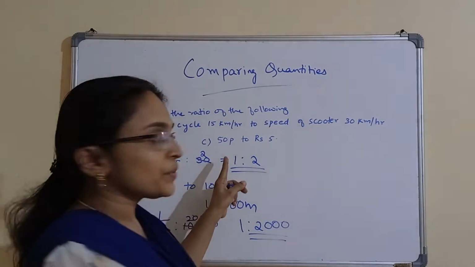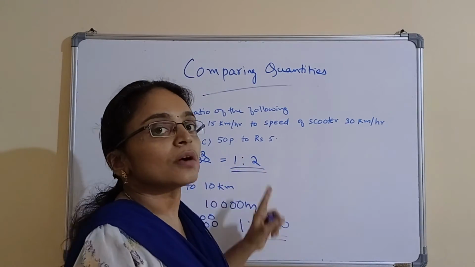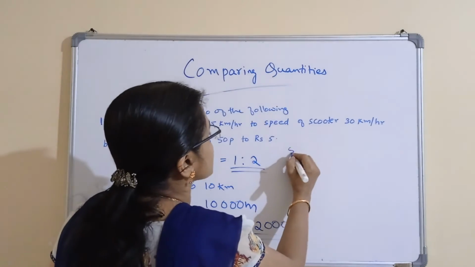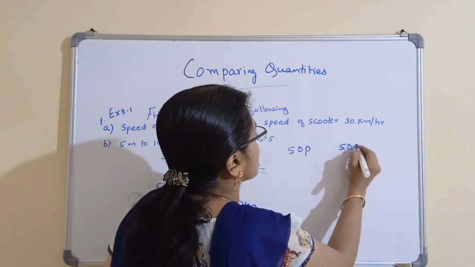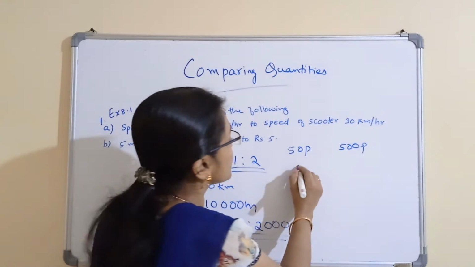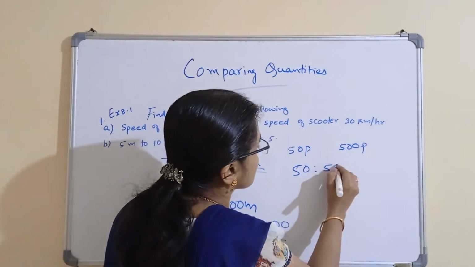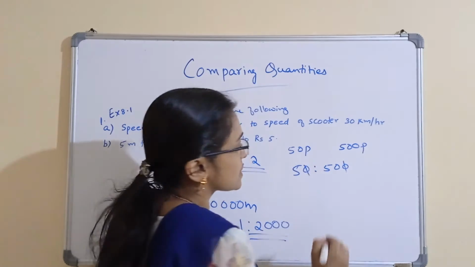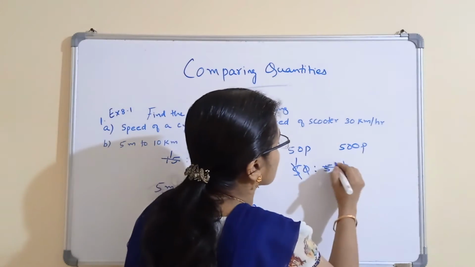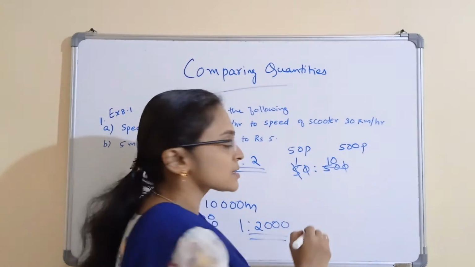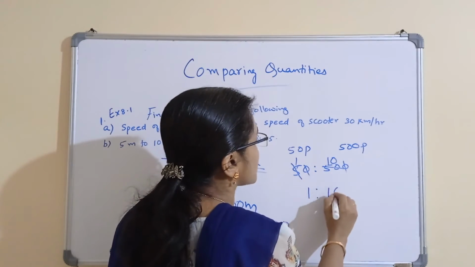Understood. Now next one, 50 paise to 5 rupees. 5 rupees is 500 paise. So 50 is to 500. You can cancel 1 0. Then 5 will go in 5 one time. 5 will go in 50 10 times. So what is the ratio? 1 is to 10.